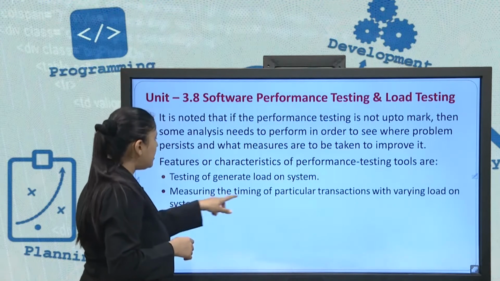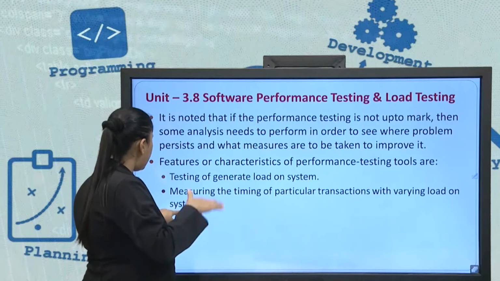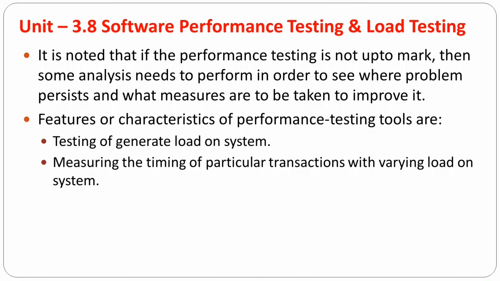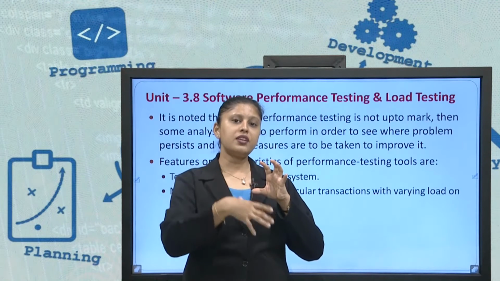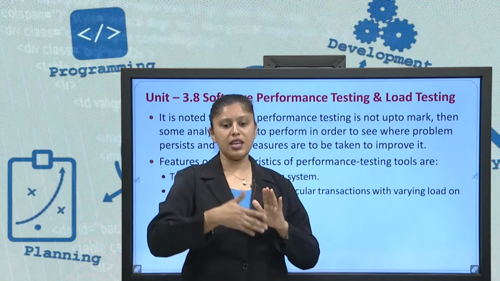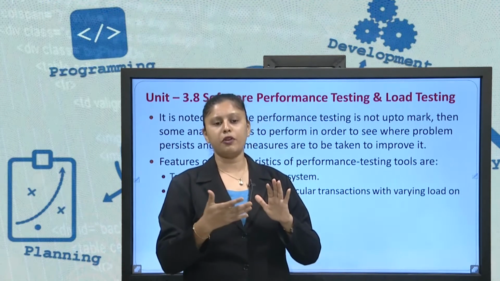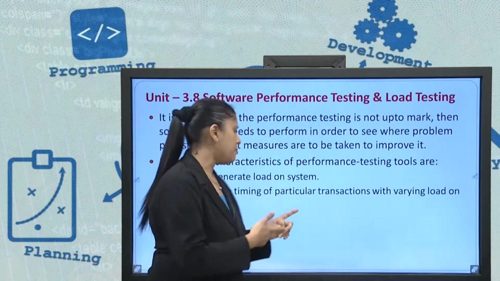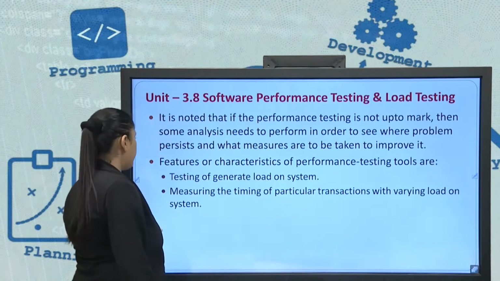Then, measuring the timing of particular transactions with varying load on the system. Previously your system was working with 100 people. Now generate load on it. You move from 100 people to 1000 people. What measure of performance is it giving at that time? Now from 1000 you increase it to maybe 10,000 people. Whether performance is degrading, whether performance is up to the mark or not, comes under measuring the timing of particular transactions.